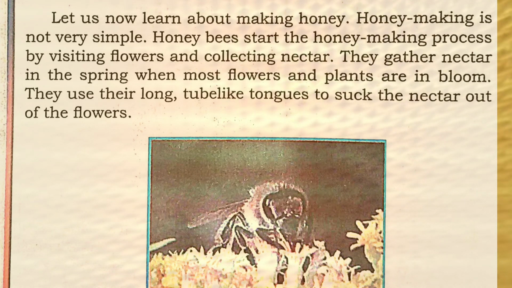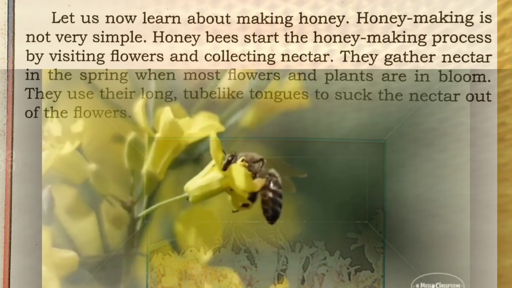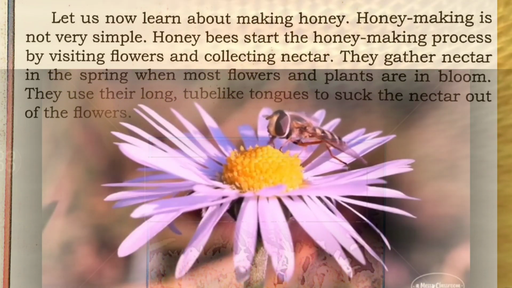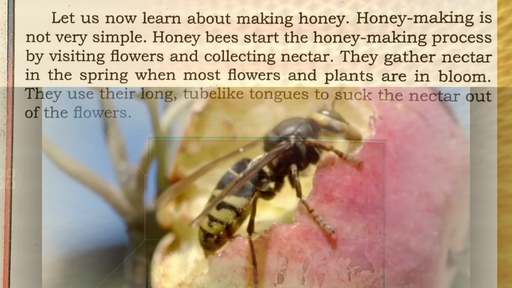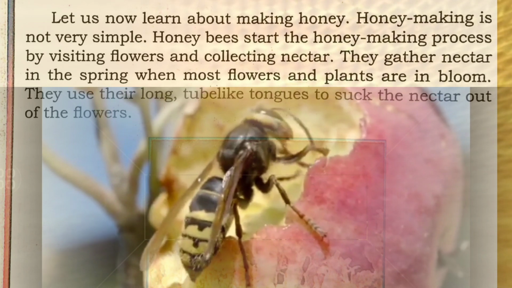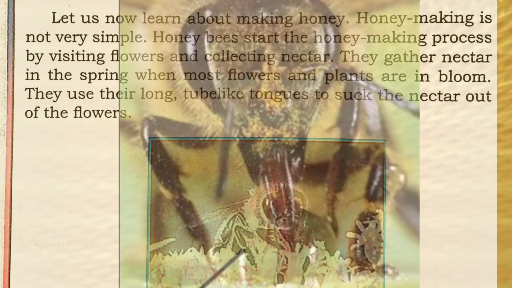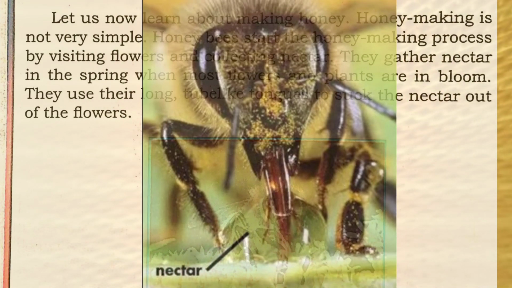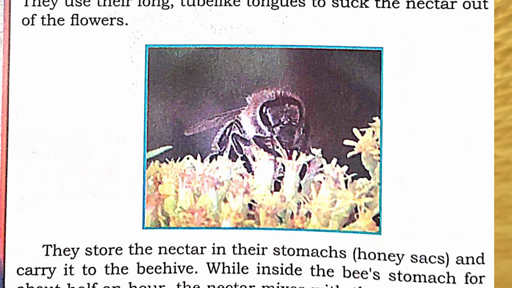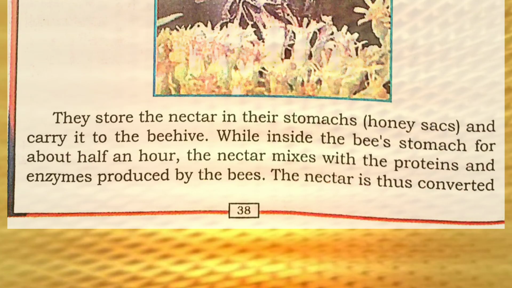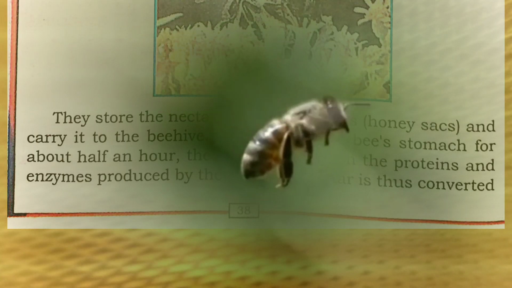Honey making is not very simple. Honeybees start the honey making process by visiting flowers and collecting nectar. They gather nectar in the spring when most flowers and plants are in bloom. They use their long, tube-like tongues to suck the nectar out of the flowers. They store the nectar in their stomachs, honey sacs, and carry it to the beehive.